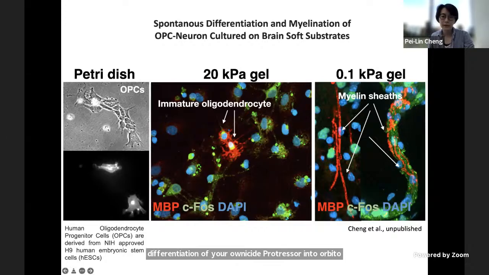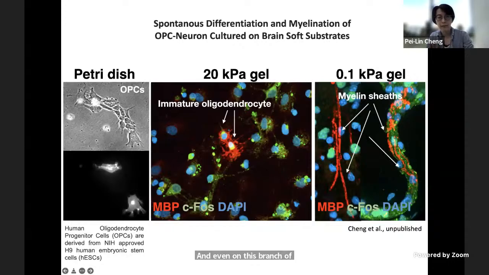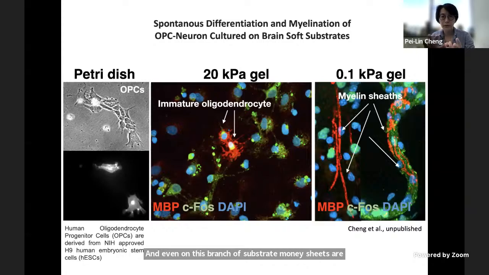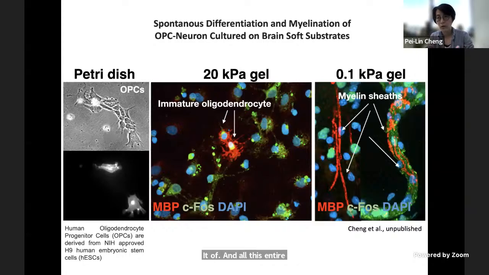And even on this brain-soft substrate, intact myelin sheaths are perfectly formed. And this entire process takes only one week to happen.